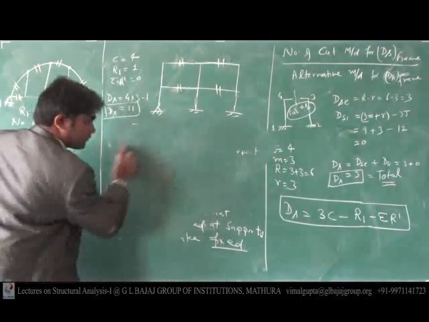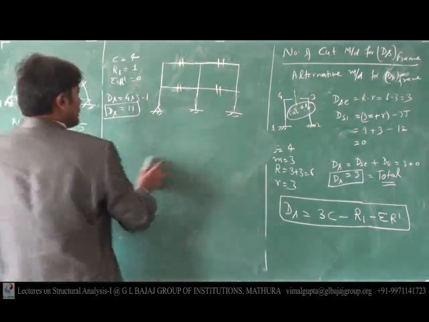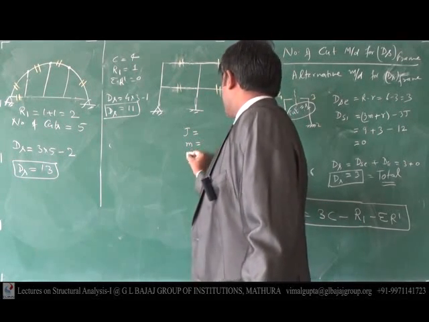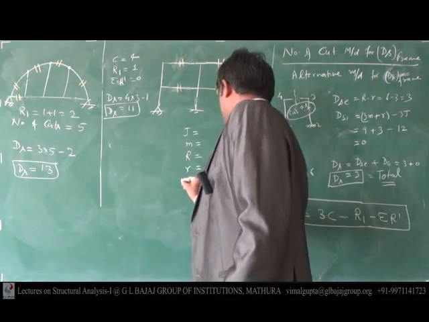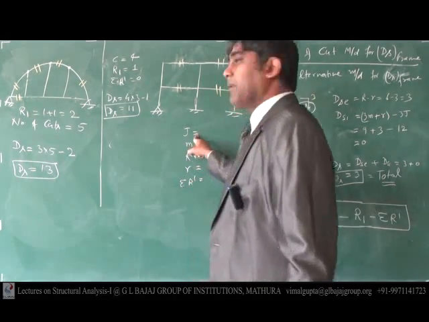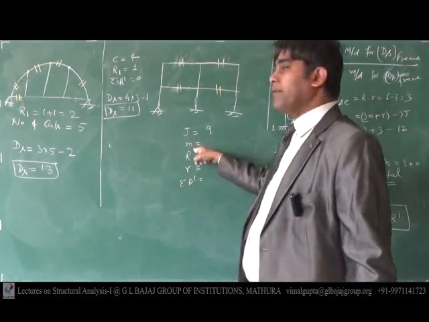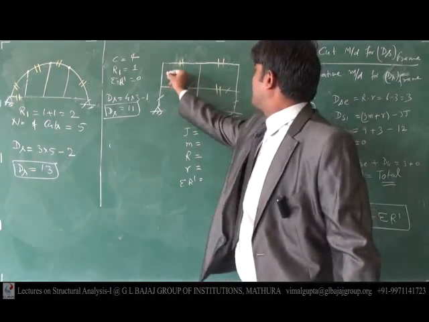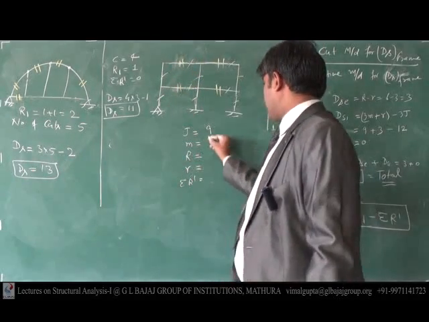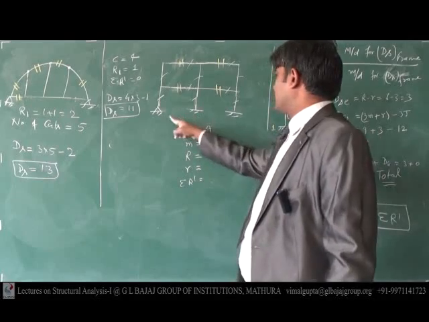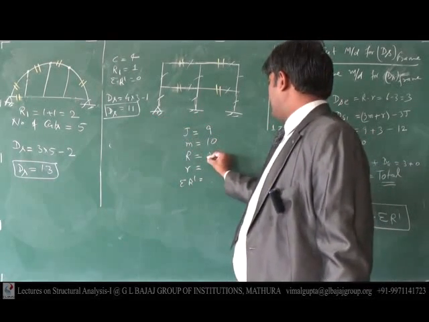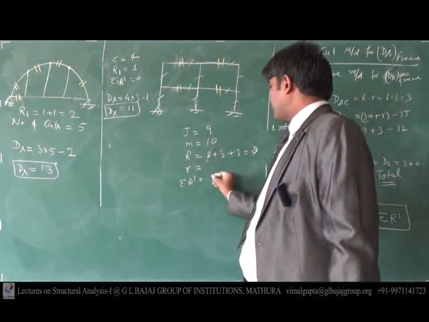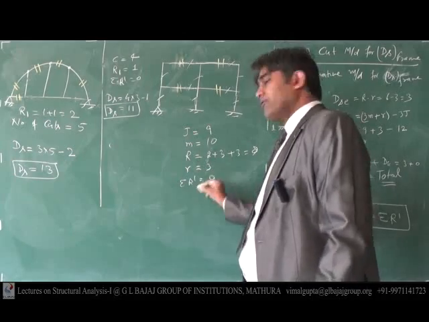So tell me the number of joints here. Tell me the number of members here. Capital R, small r, sum of R dash. Number of joints 9. Number of members: 1, 2, 3, 4, 5, 6, 7, 8, 9, 10. Number of members 10. Capital R is not 2 here, it is 2 plus 3 plus 3, which is 8. R dash is 3, small r is 3, R dash is 0.